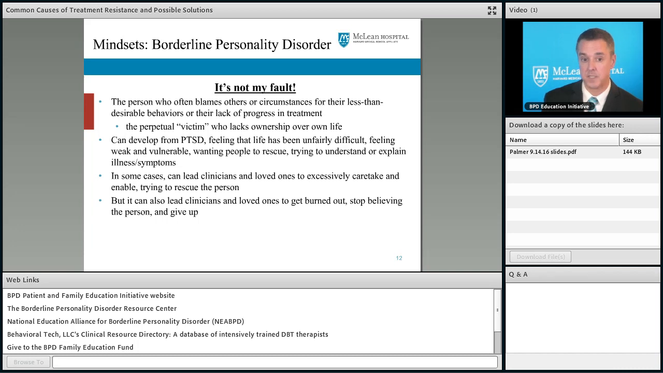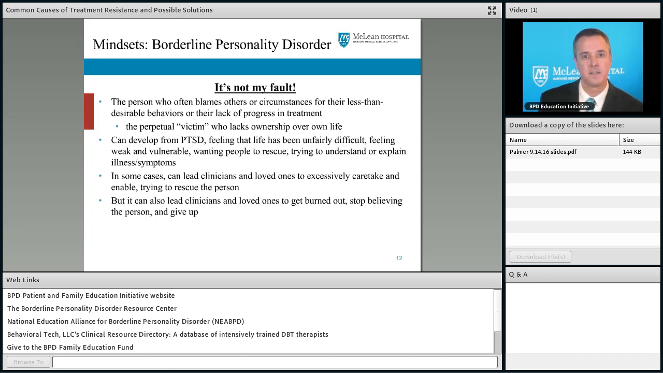It can develop from post-traumatic stress disorder, but it can also develop from feeling that life has just been unfairly difficult, feeling weak and vulnerable, trying to entice people to rescue them, like all these people are being mean to me, my boss is being mean to me, you have to help me. Or trying to understand or explain illness or symptoms. Sometimes people just feel so messed up, so disturbed, and they feel like they need an excuse.